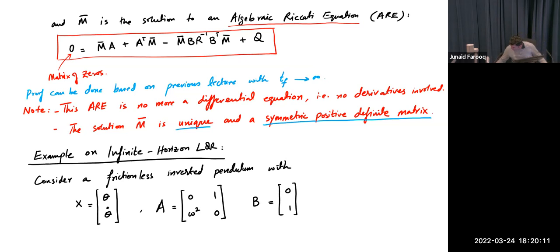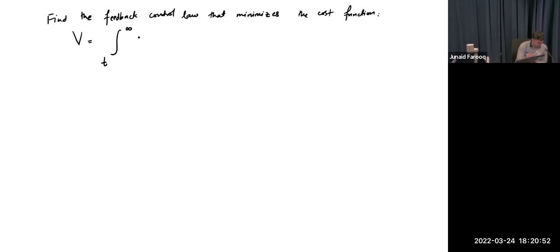Now, the question is to find the feedback control law that minimizes the cost function V equals the integral from t to infinity of theta squared of tau plus u of tau squared divided by c squared, d tau. Okay, so that's the problem statement.